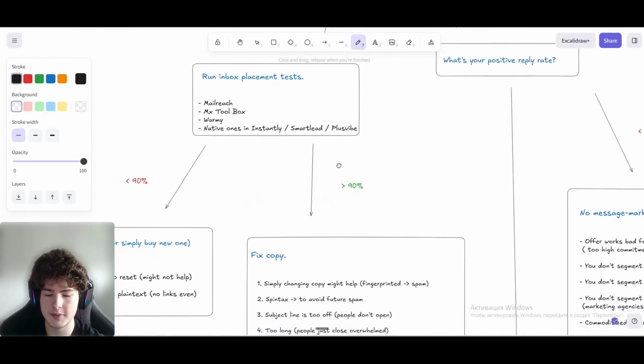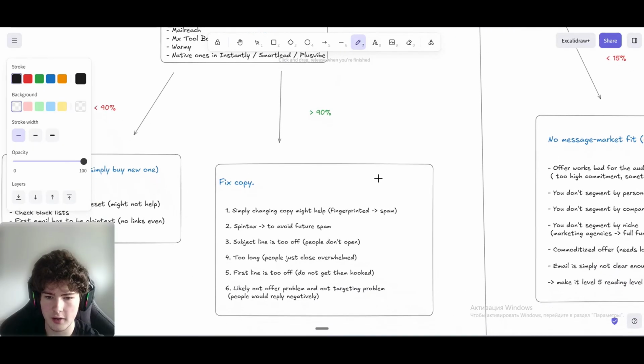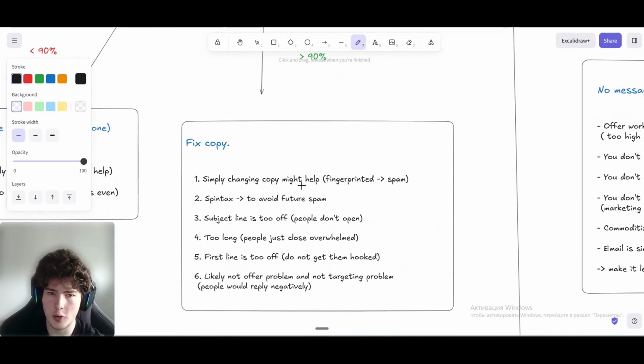If your inbox placement test is more than 90%, it means that simply changing the copy might help. Maybe the copy was fingerprinted and then the emails went to spam.